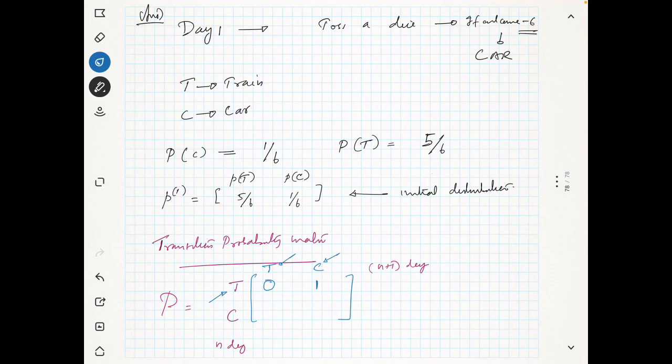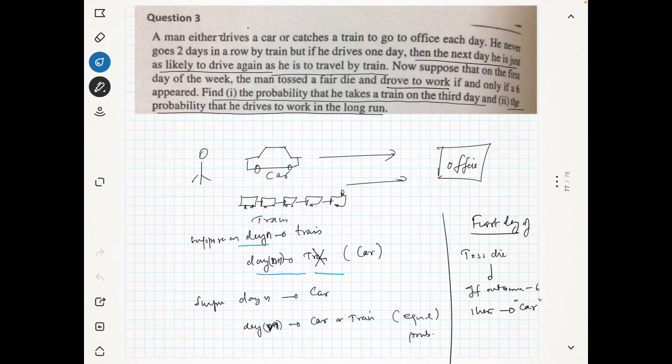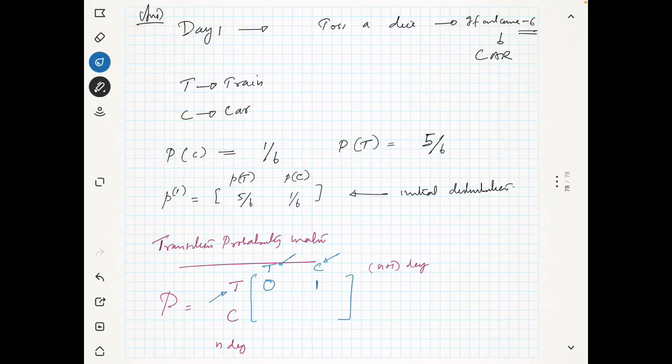Now, the second part, from the question we have seen, suppose on the nth day he used the car, then on the n plus 1th day also he will use the car or train. Suppose he used the car, then the probability that he may choose the train is 1 by 2. He may use the car is also 1 by 2. So, this is the probability transition matrix.